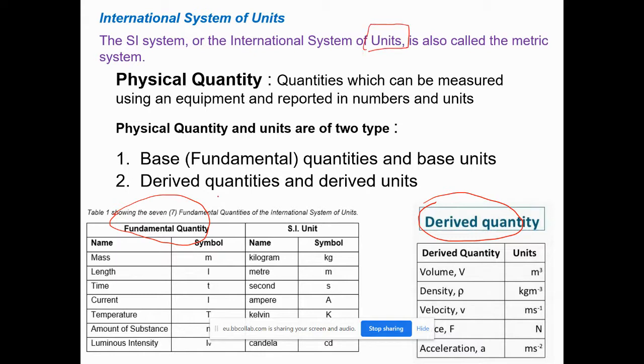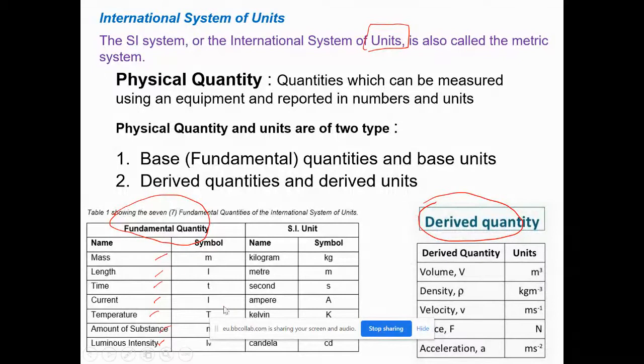So the fundamental quantities, you have 7. What are they? Mass, length, time, current, temperature, amount of substance, and luminous intensity. These 7 fundamental quantities are very, very important for studying the concept of fundamental data.